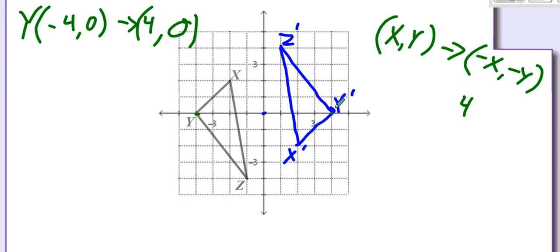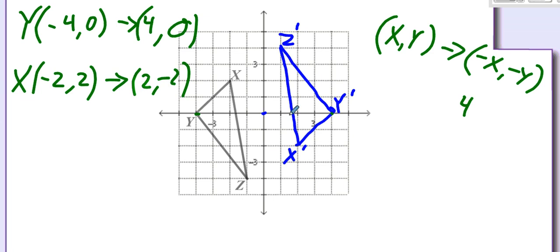So that makes sense. You can do the same thing with X. That's over here at -2, 2. Changes those signs. So -2 is going to turn to a +2. And then the +2 is going to turn to a -2. 2, -2. So you can follow the rule also and make it work out. I think the paper, if you've got it, is easier just to hold it still.